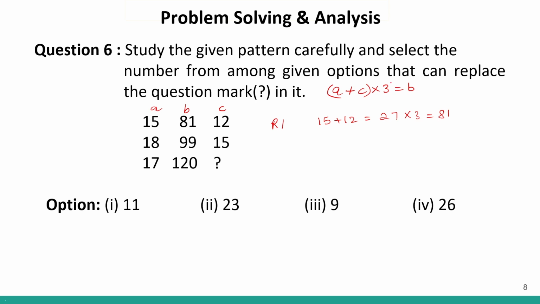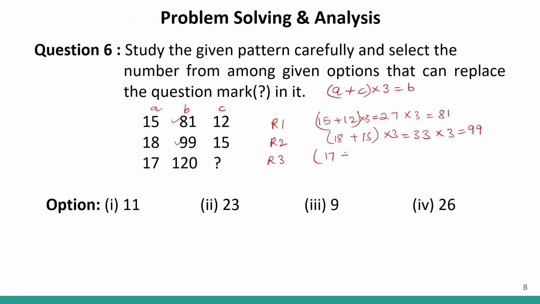Now I would have to check whether this follows for row 2 as well. Row 2, A plus C will be 18 plus 15, into 3. 18 plus 15 will be 33, and 33 into 3 is what? 99, correct? So 81 was correct, 99 was correct. Now let us look at row 3.